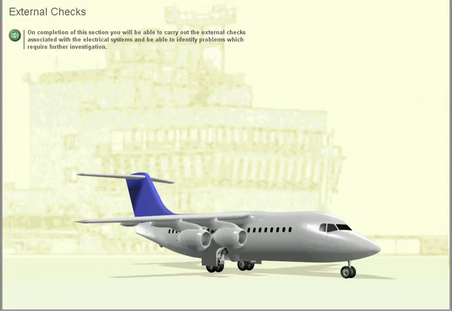On completion of this section, you will be able to carry out the external checks associated with the electrical systems and be able to identify problems which require further investigation. The Electrics pre-flight walk-round check involves checking the electrical equipment bay.